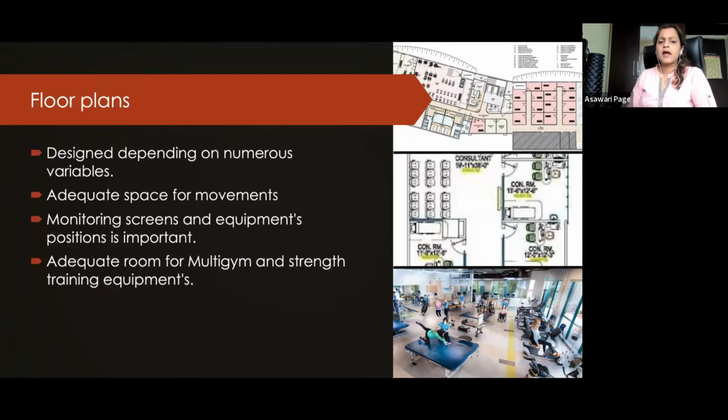So yeah, I think I've covered all that. Adequate room for multi-gym and strength training equipment, again, is the key to it. So these are the points which we have to really consider. But again, as I said, everything mostly depends on how much budgeting you have, right?